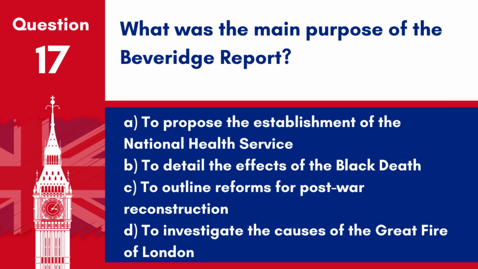A. To propose the establishment of the National Health Service. B. To detail the effects of the Black Death. C. To outline reforms for post-war reconstruction. D. To investigate the causes of the Great Fire of London. Answer. A. To propose the establishment of the National Health Service. The Beveridge Report outlined the foundation for the modern welfare state, including the establishment of the National Health Service, NHS.